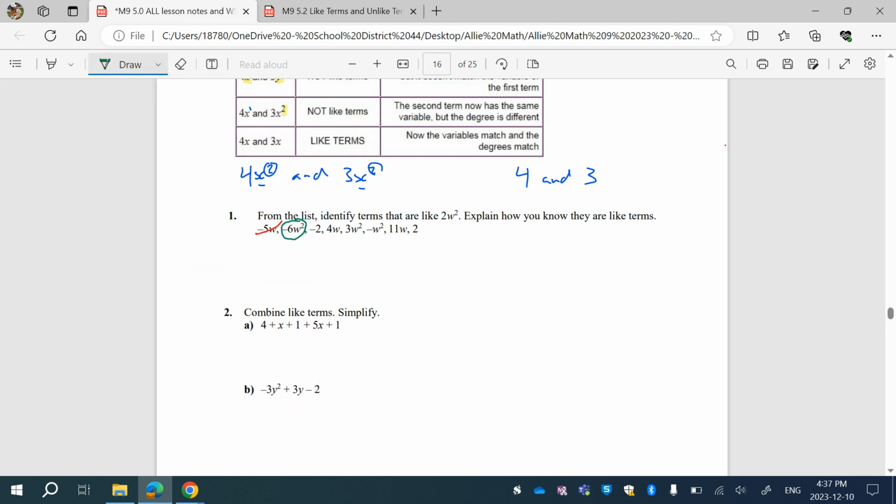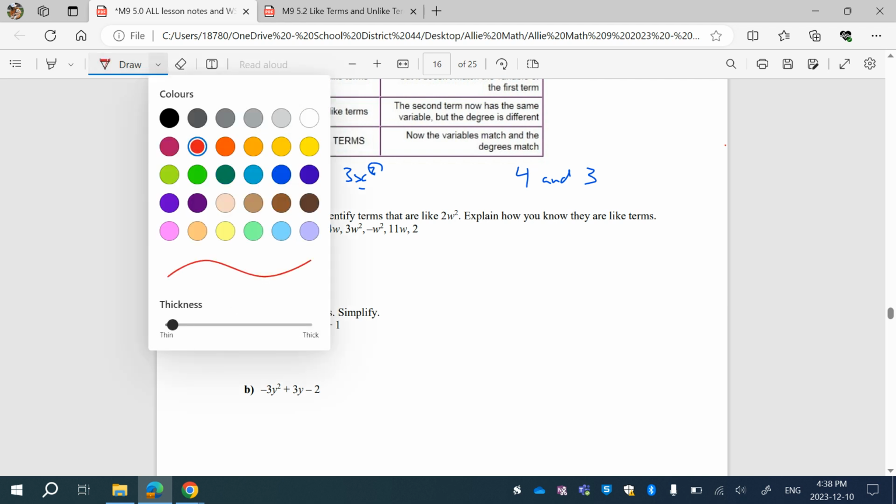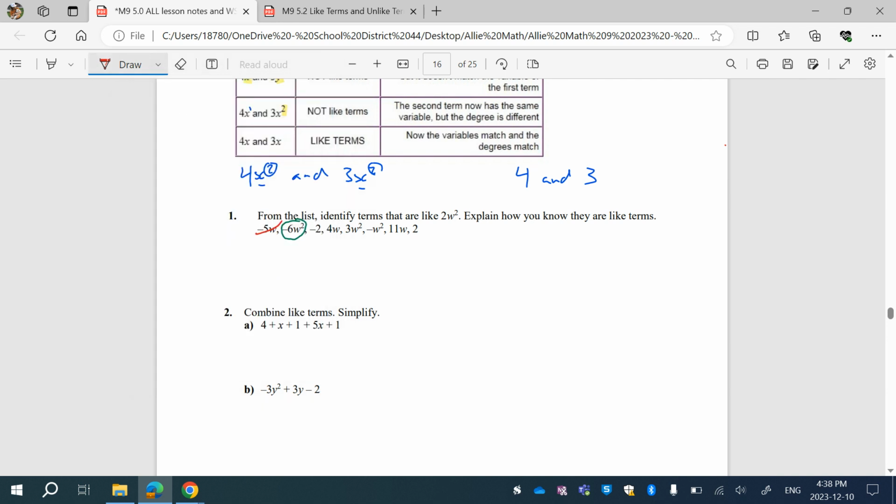We have the same variable, the w, and the same exponent, the 2. Next, we have just a 2 on its own, or negative 2 actually. This one doesn't have a variable, doesn't have the same degree, so that's a no. Next, we have 4w. Similar to our negative 5w, we have the same variable, but we don't have the same degree. This one would have an invisible 1 right there. And 1 is not 2, so that is not the same. Next, we have 3w squared. Again, we got the w squared, same variable, same degree. So these are like. So that's a yes.